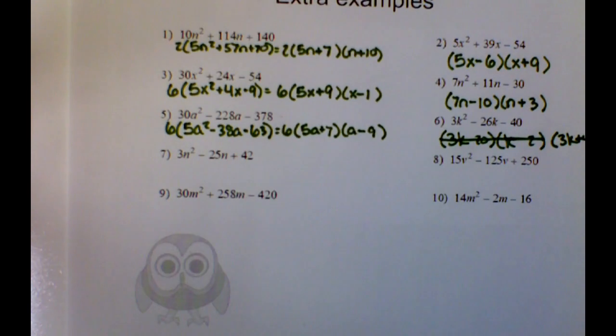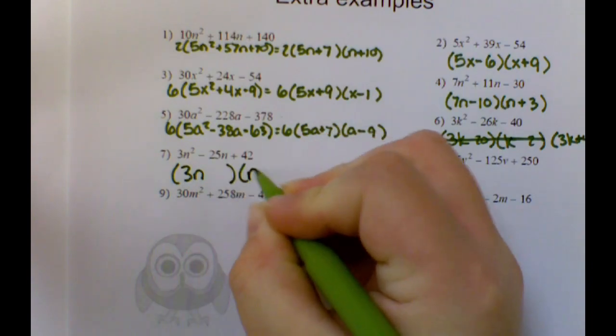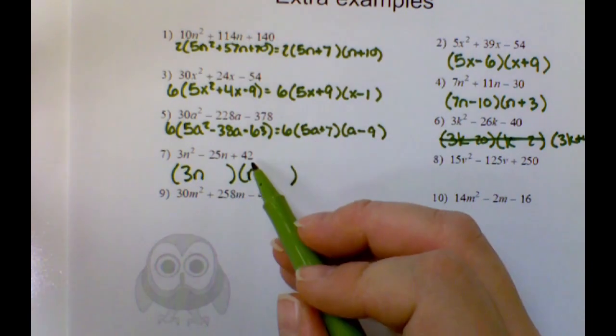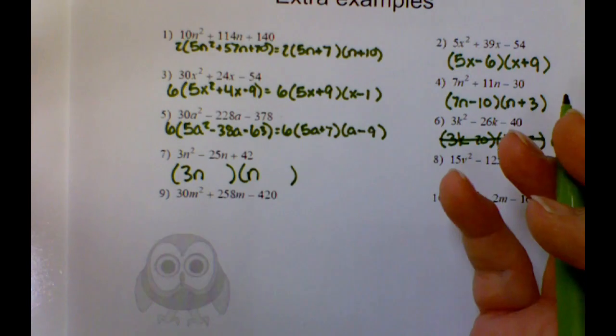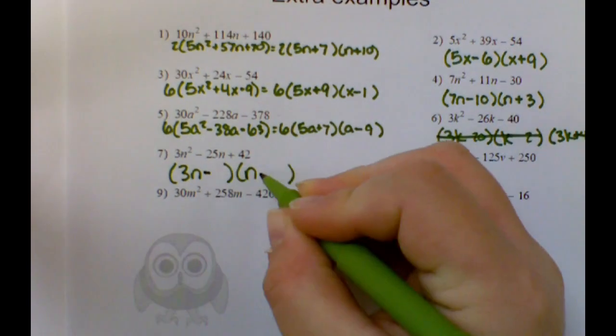For number 7, there's no GCF, so I dive straight in. I break it apart into 3n and n. This is a positive 42, so I know they're the same sign. A minus 25 means they're both going to be minuses.